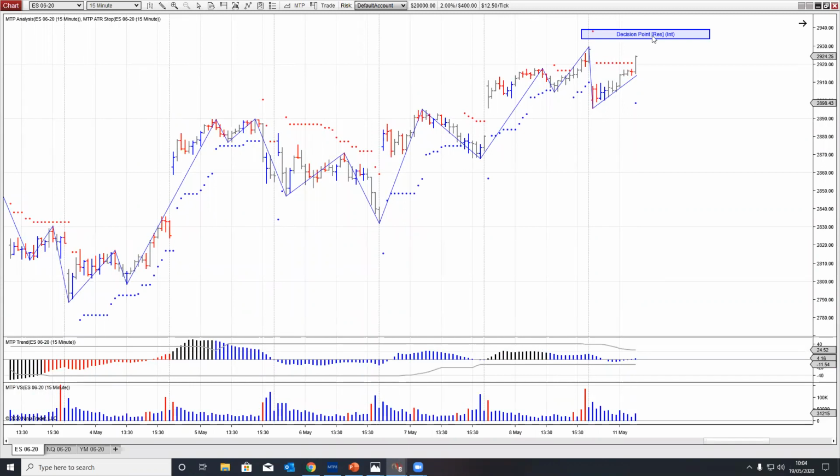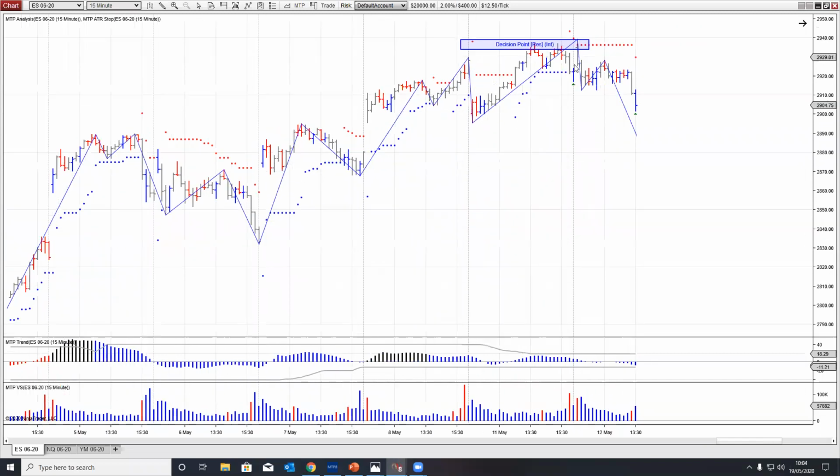So what we're looking to do to decide when the picture's clear is to see whether the market does what we anticipate. In other words, here's our potential resistance, and you can see this is what the market did. It went up into that resistance, then backed off. In other words, it did what we anticipated. The picture starts to become clear.